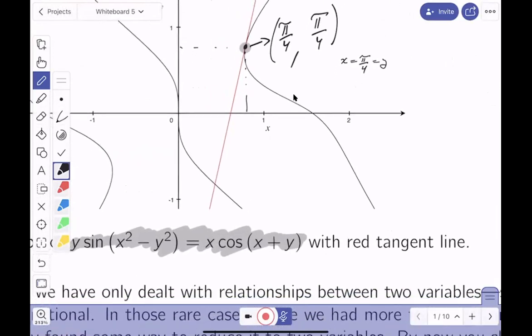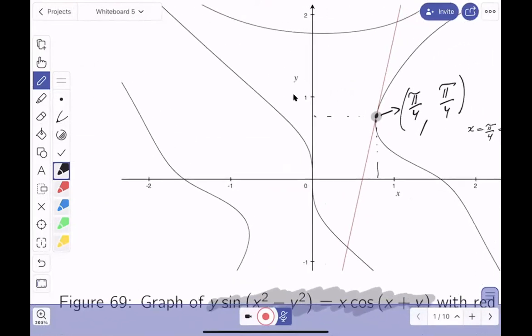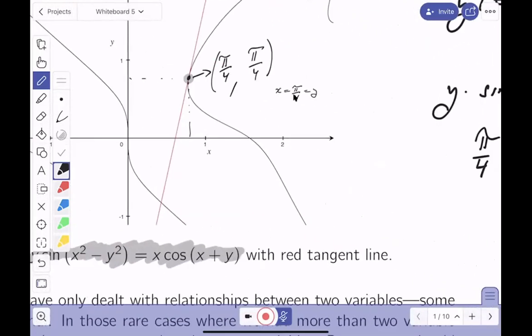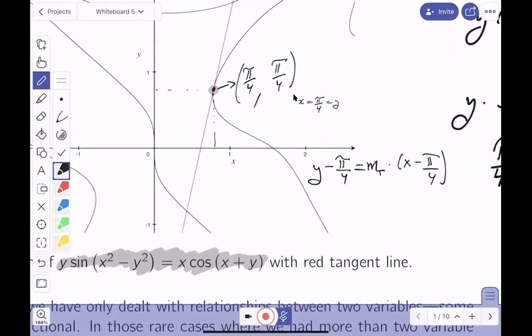Now, what do I want to do? I want to get the equation of the tangent line. And I'm going to say that should be relatively simple looking at that picture. What's it going to be? y minus pi over 4 equals m tangent times (x minus pi over 4). I get a problem though. And my problem is, what's that tangent line slope?